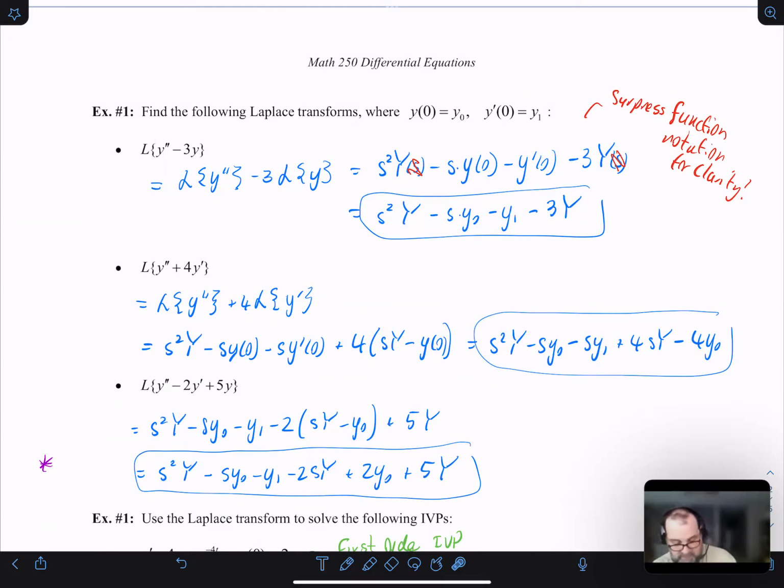Again, here is another example. This is the Laplace transform of y double prime. Again, we see this is that rule. Then we have 4 times the Laplace transform of y prime. So I have 4 times, and this was the first rule. And then you can apply your initial values and clean it up a little bit. Again, you could combine some like terms here, but essentially this is how this works.